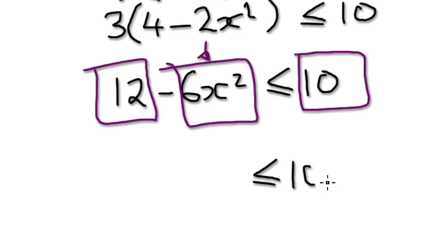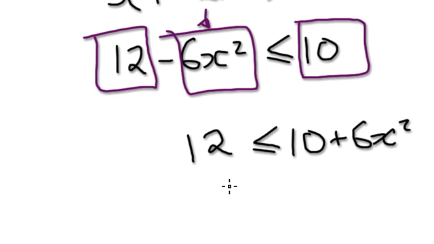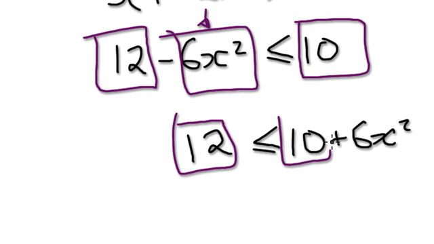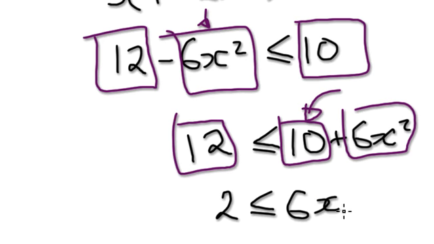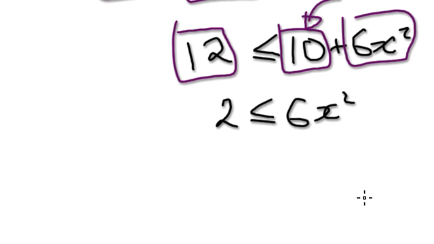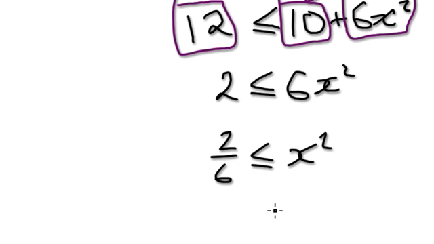So this will be 10 add 6x squared, and then this will be 12 here, and then here you've got this block and this block here. Get rid of this block here, so take away 10 from both sides. So this will be 2 less than or equal to 6x squared, and then divide both sides by 6, so this will be 2 over 6 less than or equal to x squared. This is the same as saying 1 over 3 is less than or equal to x squared.